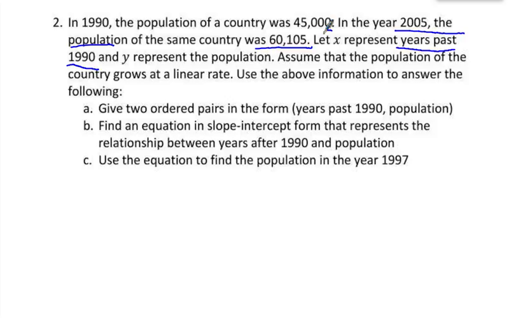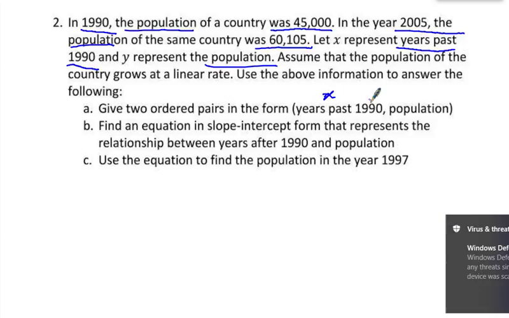The population in 1990 was 45,000. Okay, and then Y is going to be the population. Assume that the population of the country grows at a linear rate. We're going to use the above information to answer the following. Again, they want two ordered pairs. They tell us that the X is the years past 1990 and that the population was Y.